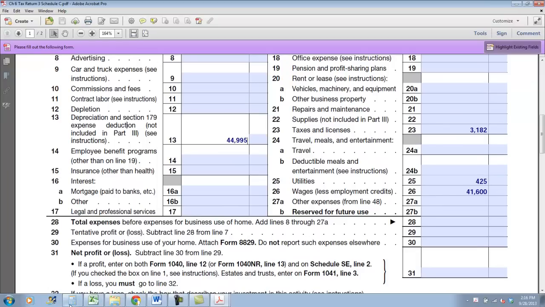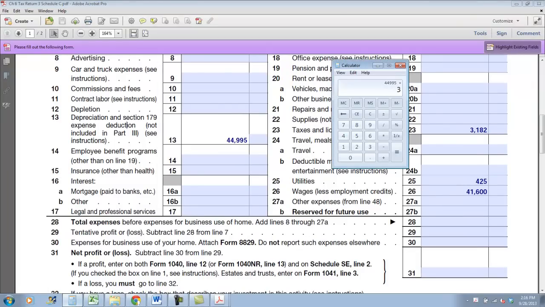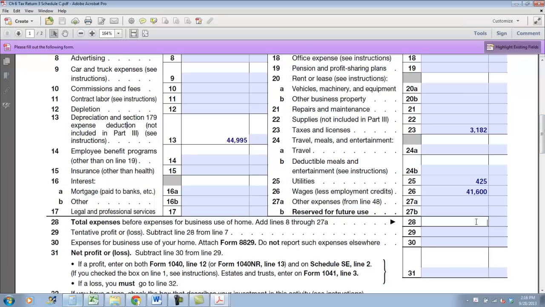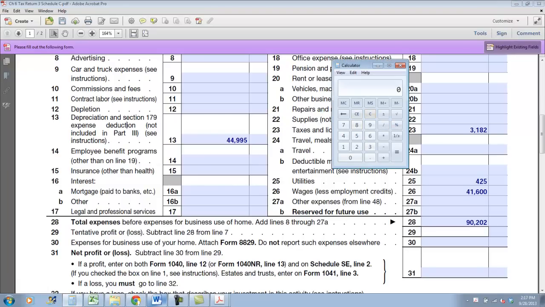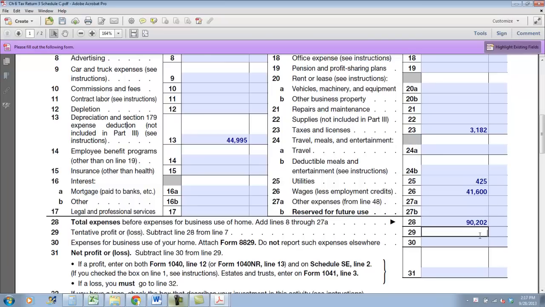Now we're going to add up all the expenses. 90,202. Total expenses, 90,202. So now we need to subtract that from our income. $62,798. So that is our tentative profit. And we didn't have any business use of the home. So now we're going to save this Schedule C.